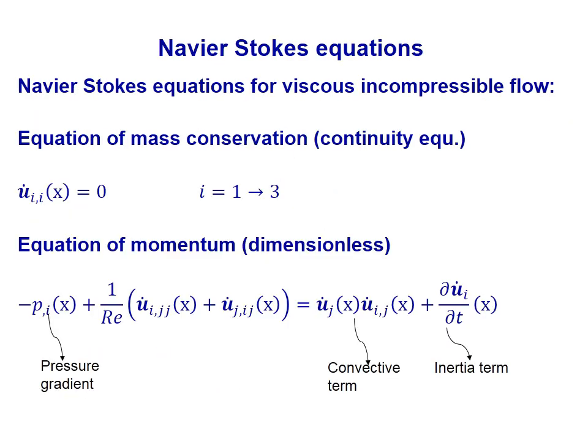The Navier-Stokes equation for viscous incompressible flow will have two equations: the mass conservation equation, or the continuity equation, and the equation of momentum, which will be written in dimensionless form as follows. This is the pressure gradient, the viscous term, the convective term, which is a non-linear term, and the inertia term, which will be zero in the steady state case.